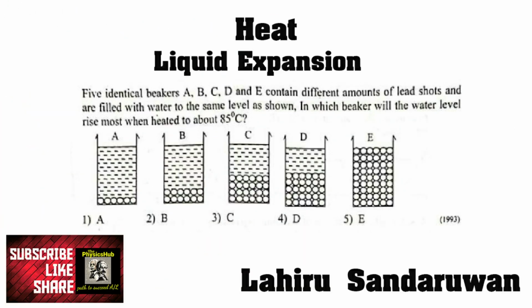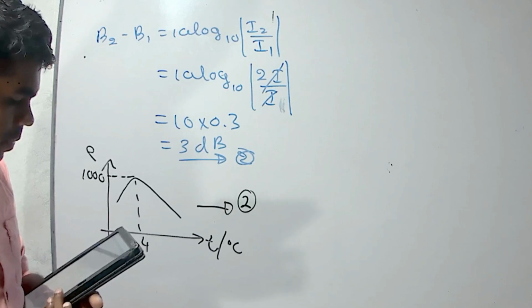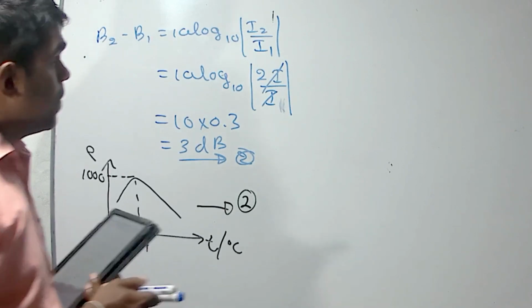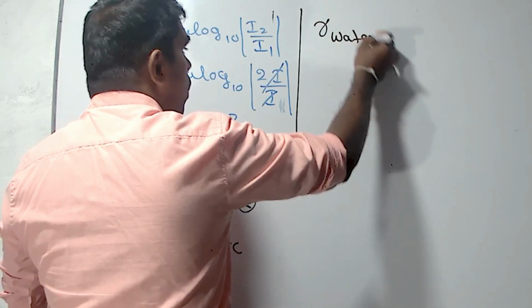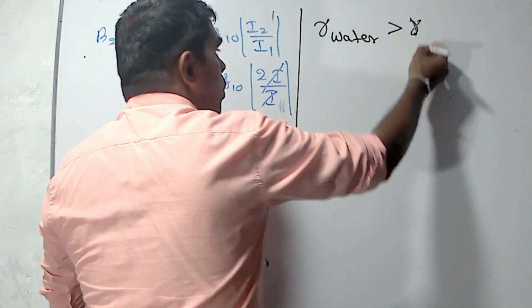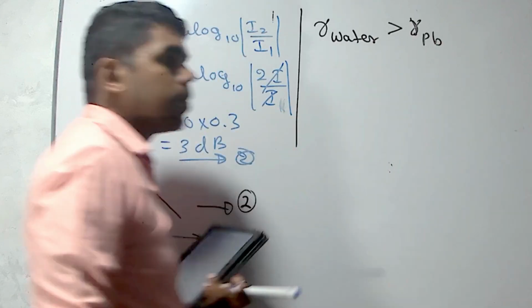21. Five identical beakers A, B, C, D, E contain different amounts of lead salts and are filled with water to the same level as shown. In which beaker will the water level rise most when heated to about 85 degrees Celsius? We have to understand that the volume expansivity of water is greater than the volume expansivity of lead salts.